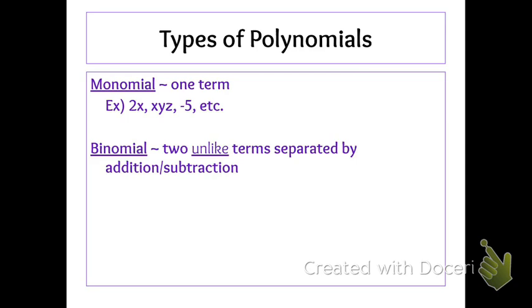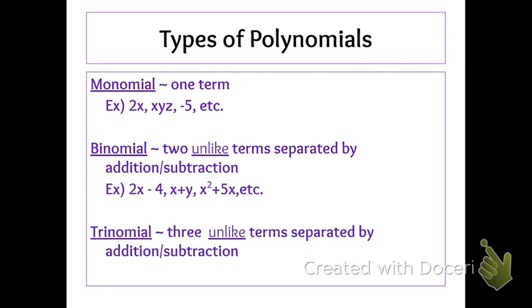If there are two terms, now the important thing is this is after you simplify it, so we want them to be unlike terms, and that's connected with addition or subtraction. That's a binomial. So 2x minus 4 is a binomial. x plus y is a binomial.